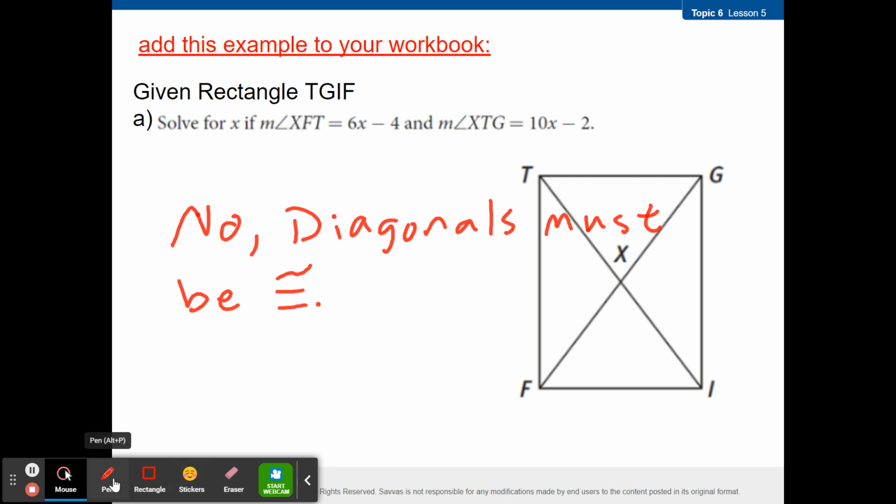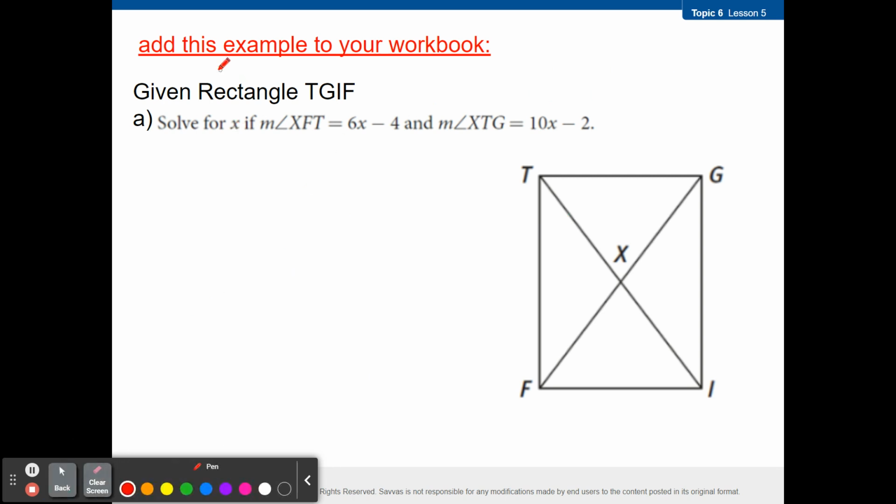All right. Let's erase. So we're going to add this example to our workbook. Given rectangle TGIF, solve for x if the measure of XFT equals 6x minus 4 and the measure of XTG equals 10x minus 2. You can actually add this with example 3 since example 3 was so lame. Just use the blue section and maybe a little bit into there. But you're going to want to add this because, hey, guess what? What do you think's coming up next week? Test. We can show off at the district level. So write this down.